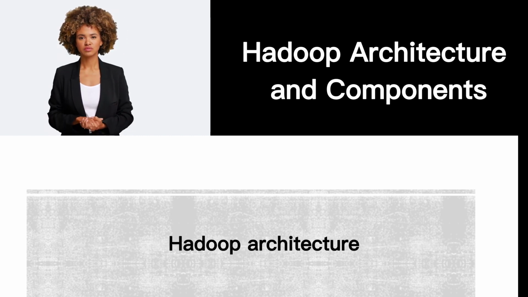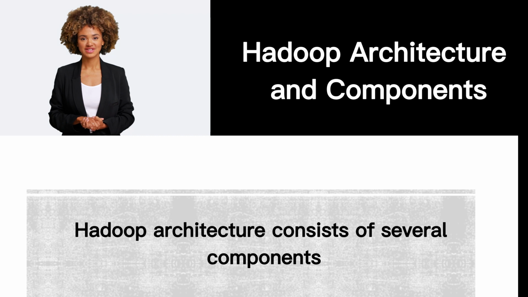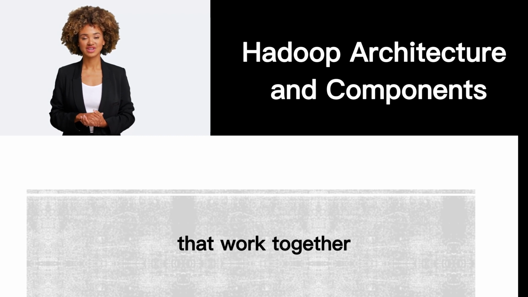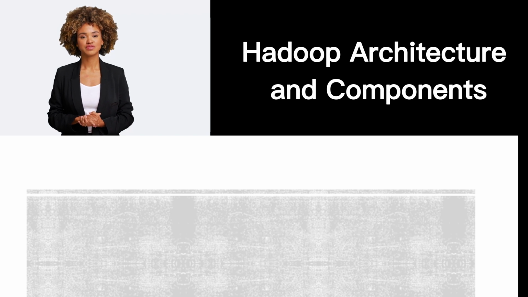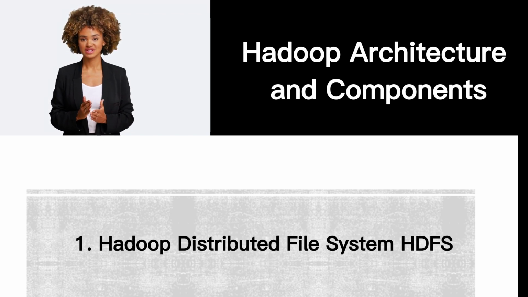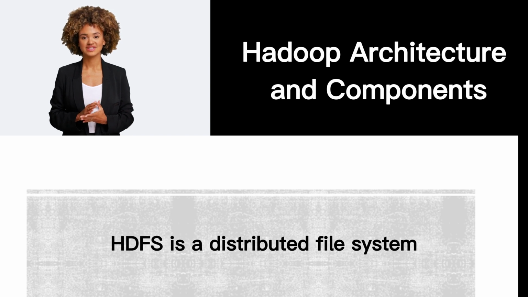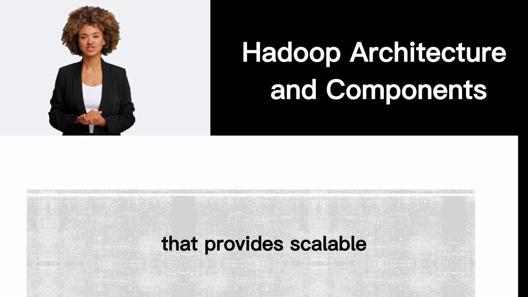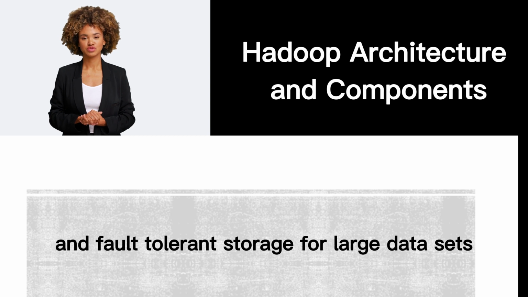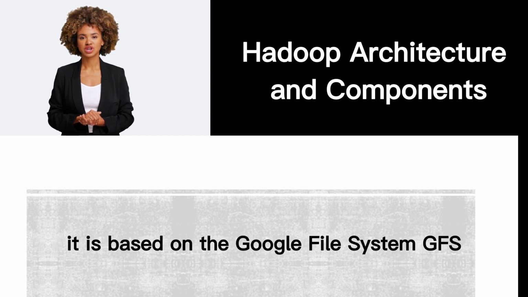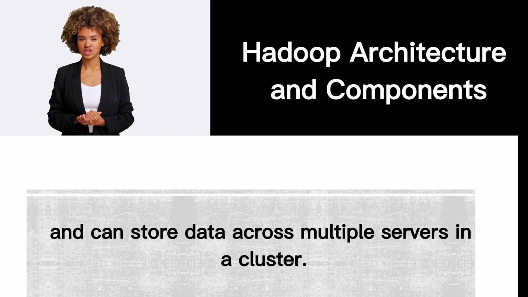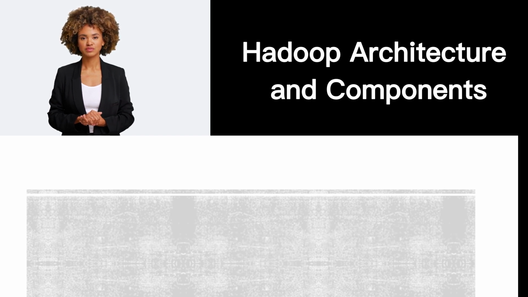Hadoop architecture. Hadoop architecture consists of several components that work together to store and process large and complex data sets. These components are: 1. Hadoop Distributed File System, HDFS. HDFS is a distributed file system that provides scalable and fault-tolerant storage for large data sets. It is based on the Google File System, GFS, and can store data across multiple servers in a cluster.